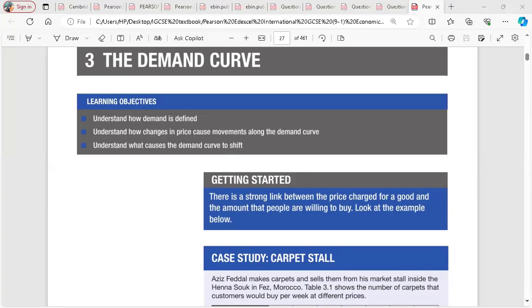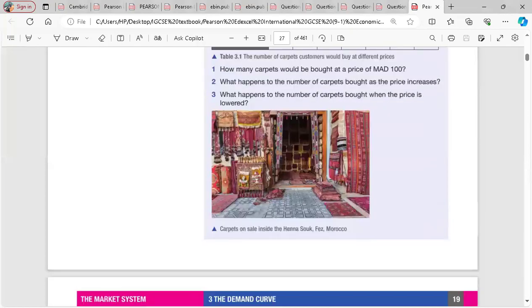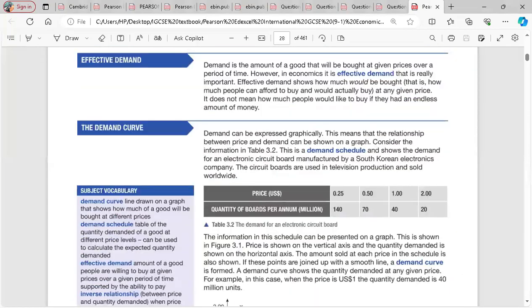So go to chapter 3, the demand curve. Effective demand, are you there? So when we talk about demand, it is the quantity of goods or services consumers are willing to buy at a given price and time. So we will not just talk about demand. We want to talk about effective demand because that is what the economists want to talk about.